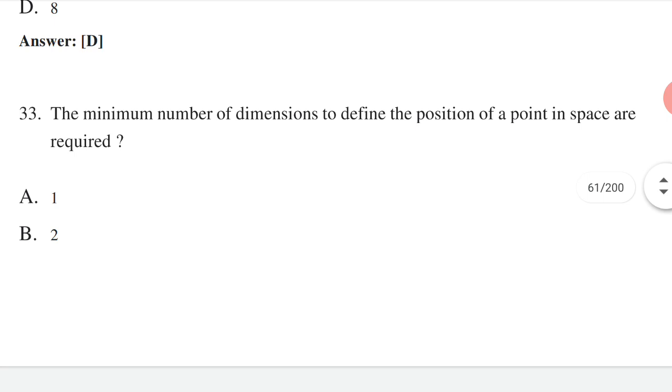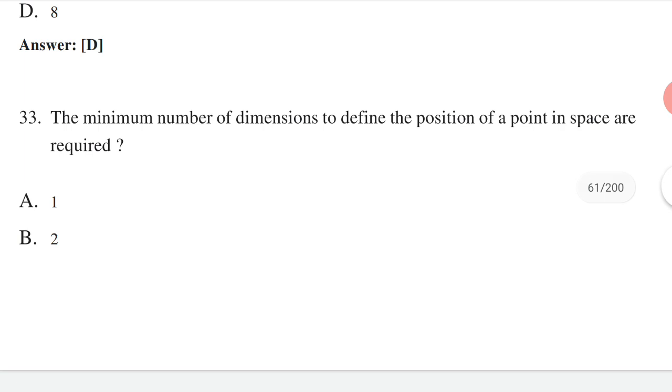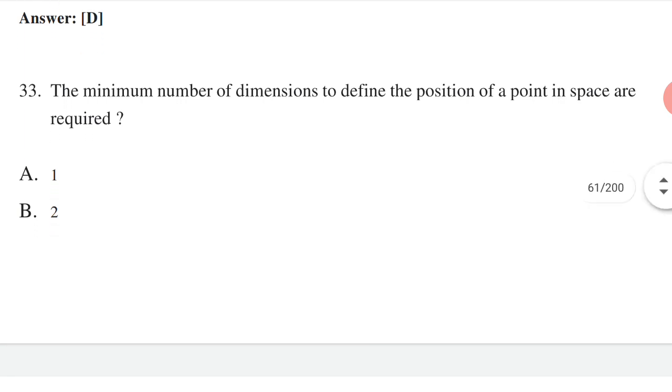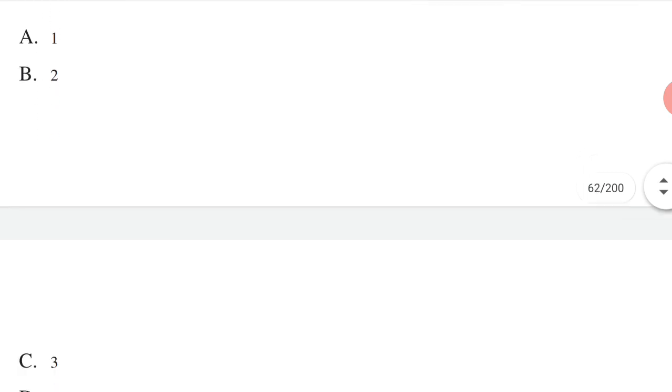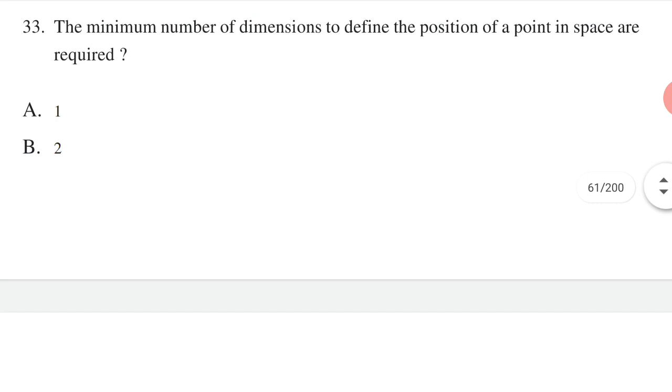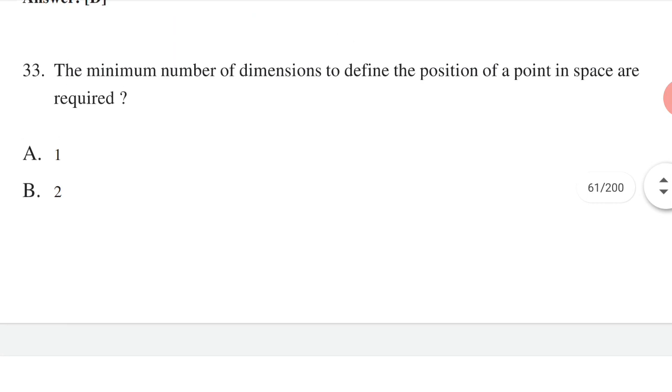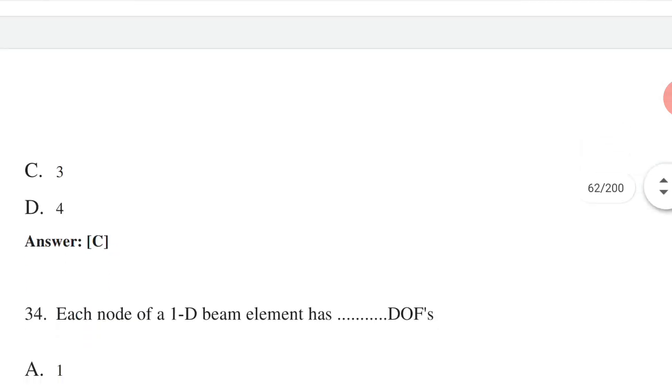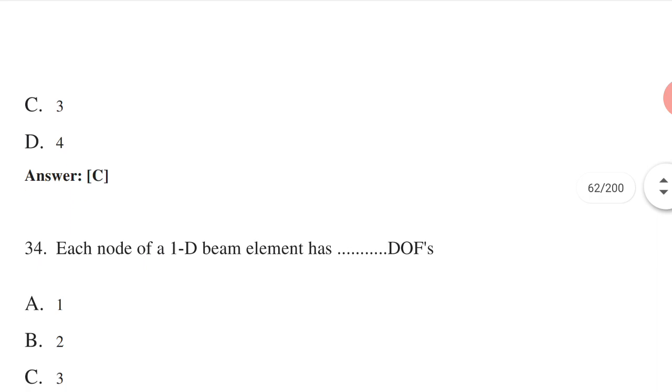Then next question is, the minimum number of dimensions to define the position of a point in space. The minimum number of dimensions to define the position of a point in space. Okay. So, there are 3 dimensions or coordinates required for defining any point in space: x, y and z. So, answer is 3, that is C.